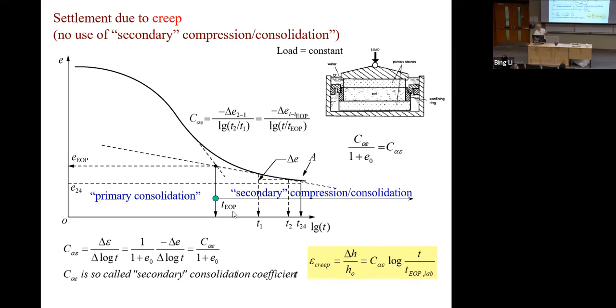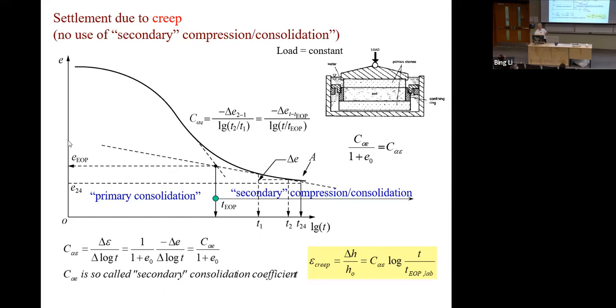So-called secondary compression is basically creep, okay? In this earlier period, what we call the primary consolidation, the excess pore pressure is more than zero, okay? So this is called primary consolidation. And some people consider no creep in this period, okay?